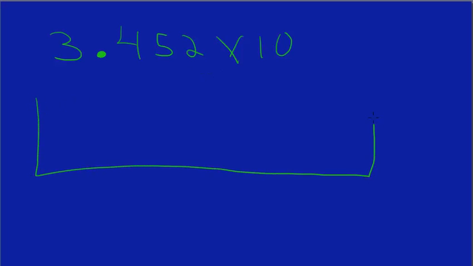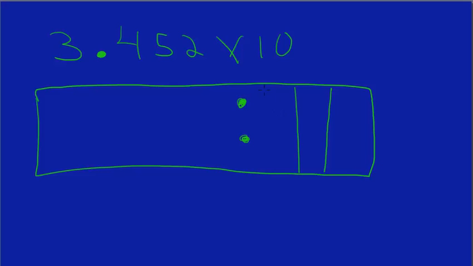First, let's start with the number 3 and 452 thousandths times 10. Remember, when it's a decimal point, you say it as an "and." Okay, I'm going to draw a quick little place value chart. I'm going to put my decimal point in first because, again, that's the most important thing. Let me section off my numbers. Okay, and then I'm going to take my digits and place them in my place value chart.